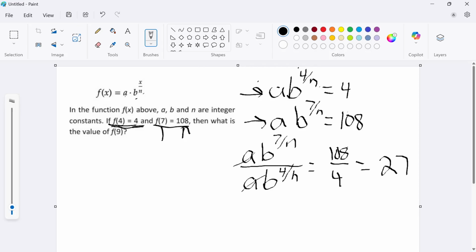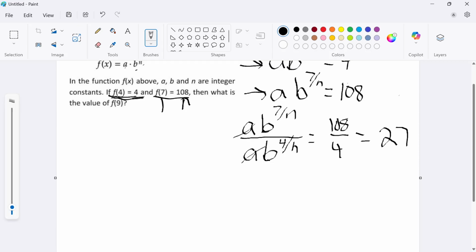I've got b on the top and the bottom, and it's to two different powers. When I have the same base, and it's being divided, and each one is to a power, I can subtract the exponents. So this is b to the 7 over n minus 4 over n, and that's going to equal 27. What's 7 over n minus 4 over n? 3 over n. So b to the 3 over n equals 27.